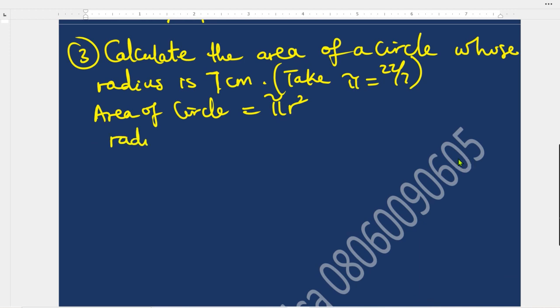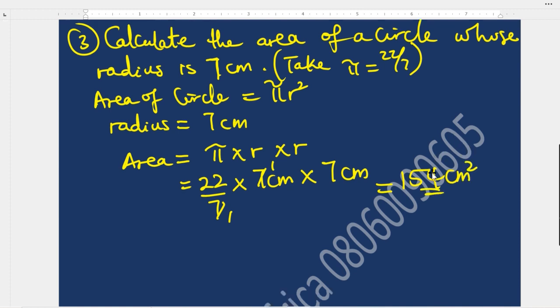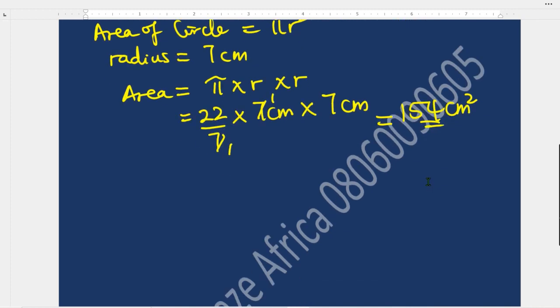And radius, we have been given radius in the question. Radius is equal to 7 centimeters. So the area will be equal to pi r squared. Pi r squared means pi times r times r. R is the radius, okay? So pi is 22 over 7 times radius, which is 7 centimeters, times another r, 7 centimeters. So 7 in 7 is 1, 7 in 7 is 1. So 22 times 7 and the centimeters, that will be 154 square centimeters. Now that's for number 3. Now let's move to number 4.